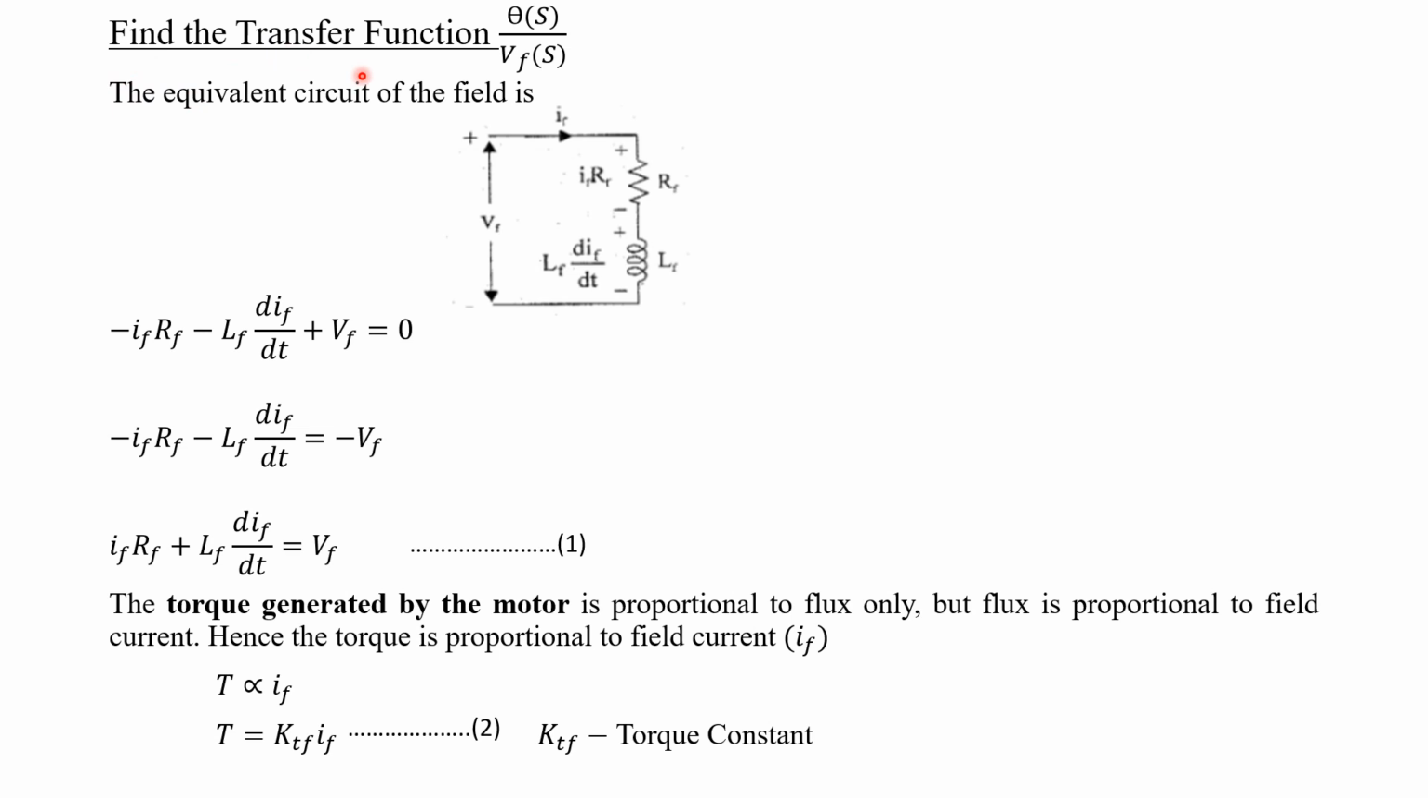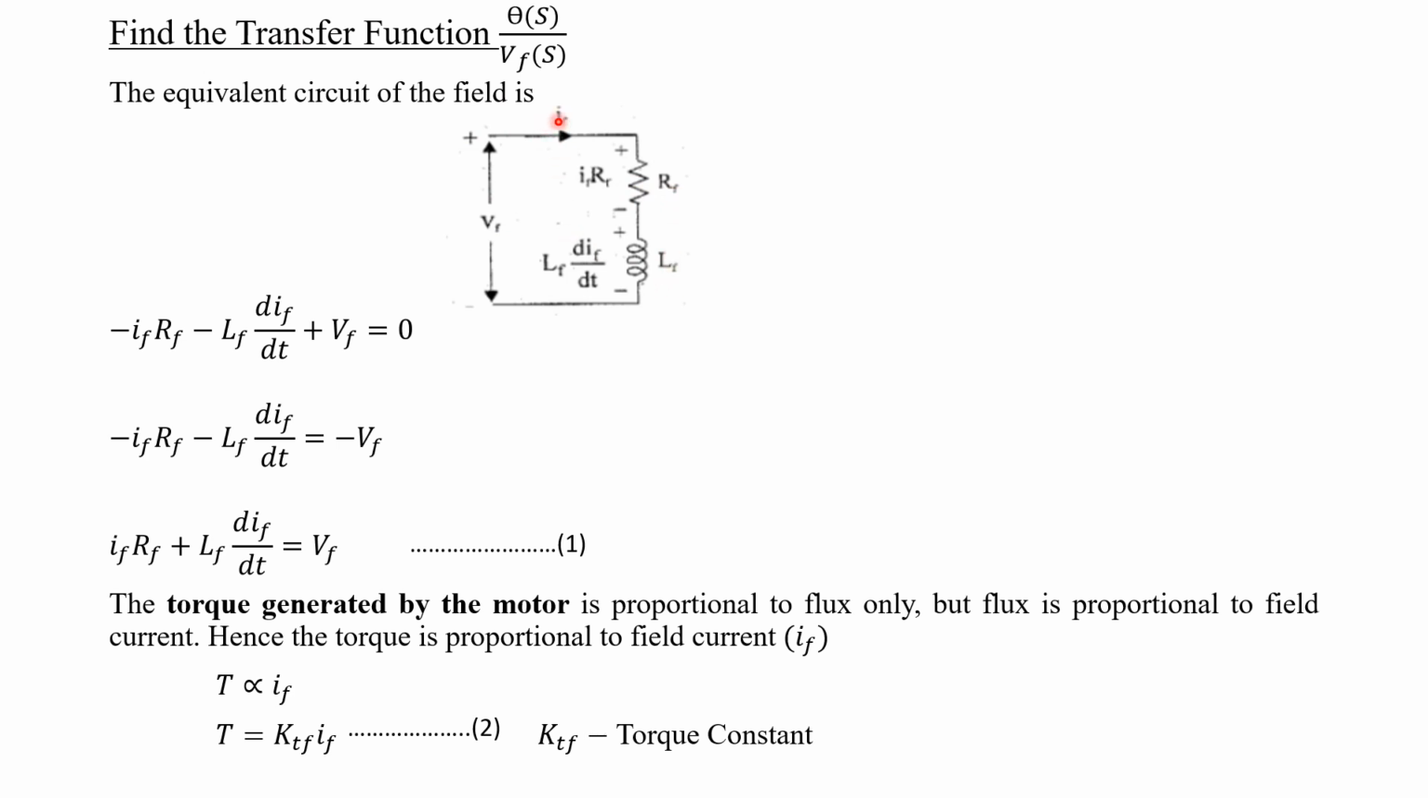Now we are going to find the transfer function of the field control DC motor as theta of S divided by VF of S. In armature control DC motor, this transfer function is represented as theta of S divided by VA of S. Here it is theta of S divided by VF of S. Now the field is a variable one, isn't it? So we have to draw this field part. In the field part, there will be VF, IF, RF as well as LF.